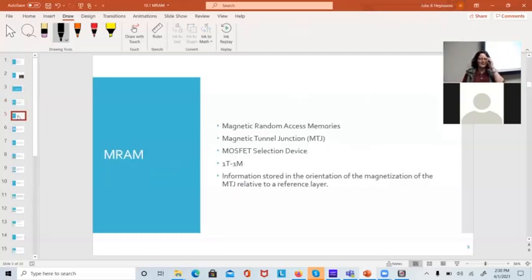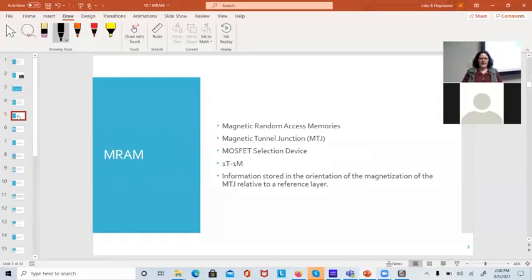Okay. So what MRAM is, it stands for Magnetic Random Access Memories. And the way we do this is with something called a magnetic tunnel junction, and we'll talk about the physics of that today. They use a MOSFET to select which MRAM cell is actually selected. So it's a 1T, 1M structure, kind of like the DRAM was a 1T, 1C, same type of thing. And we're going to store the information in how the magnetic field is oriented in the MTJ relative to a reference device.